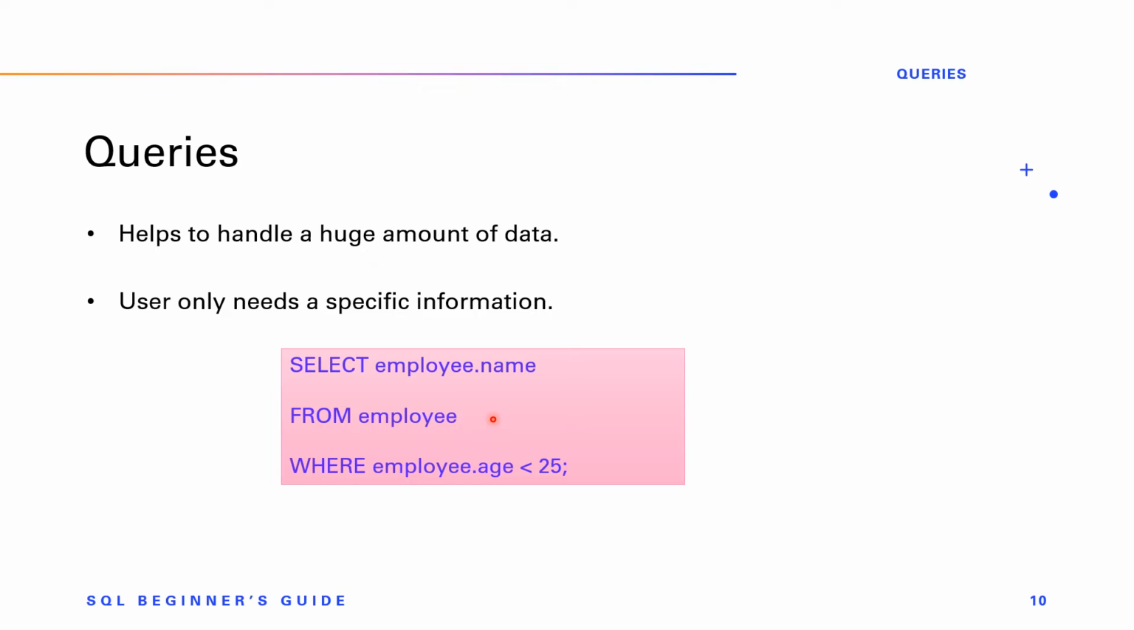The employee table has information of all the employees, but you specifically want the names of the employees who are less than 25 years old. So here, where employee age is less than 25, you're specifying that the employee has to be less than 25 years old. So after writing this query, when you select and run it, the screen will display the names of the employees who are less than 25 years old. This will be retrieved by the query from the data.